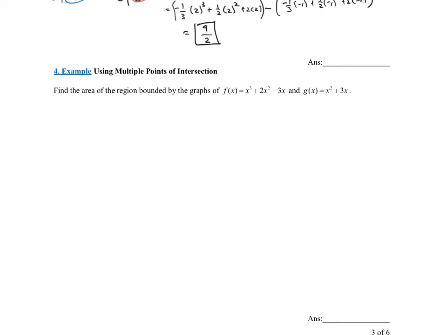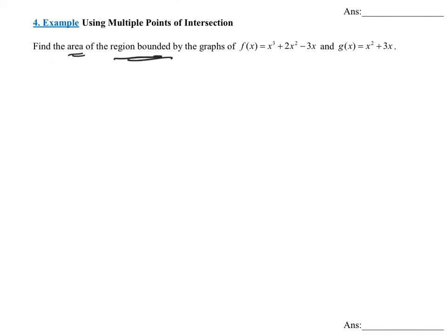So we want to find the area of the region. Area tells me I'm integrating. Region bounded by tells me I'm going to be doing the integral from a to b of the top function minus the bottom function. So what do I have? I have two functions. I don't know which one's the top function. I don't know which one's the bottom function. And I don't even know my limits of integration. So the first thing we need to do is find those limits of integration. How do we find those limits of integration? You find the limits of integration by setting the two functions equal to each other.